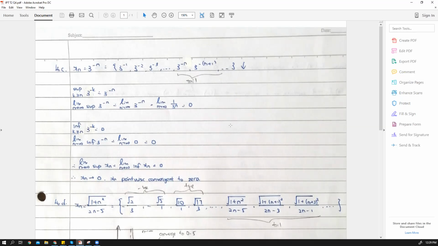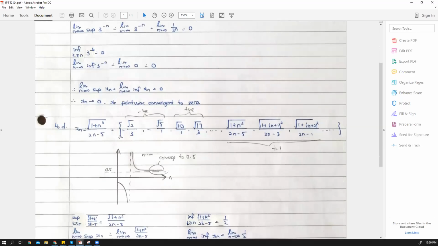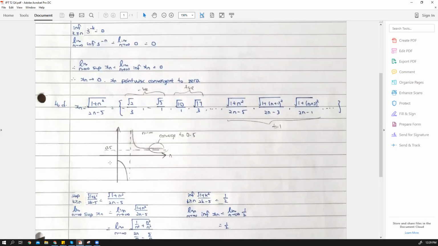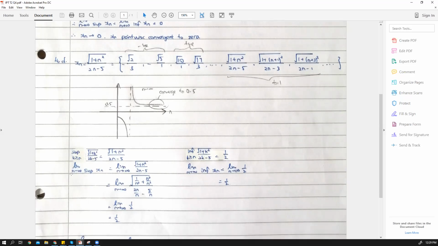All right. So for 4D, when I expand it, I found out that there's a negative and positive. So I tried to sketch it out. This is the tail sequence. From this graph, we can find out that it converges to around 0.5. So from here, we can see it is a decreasing sequence. So we know that the supremum is equal to this term, and when we take the limit as n goes to infinity, we find the limit is 1 over 2.